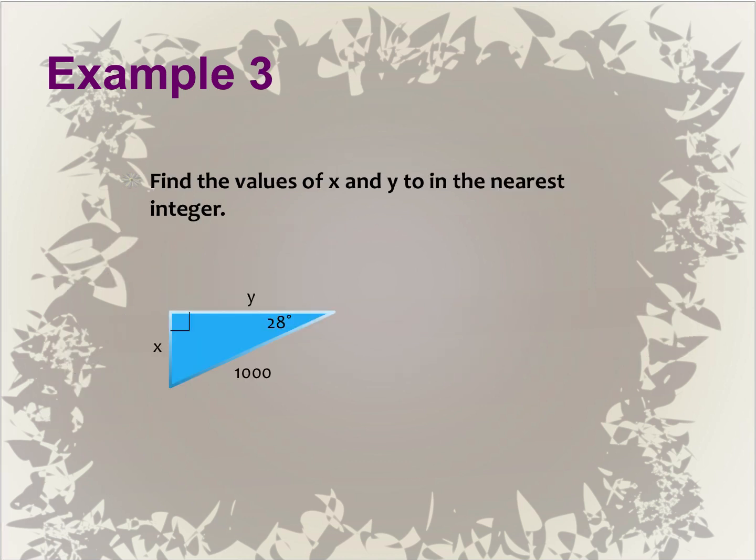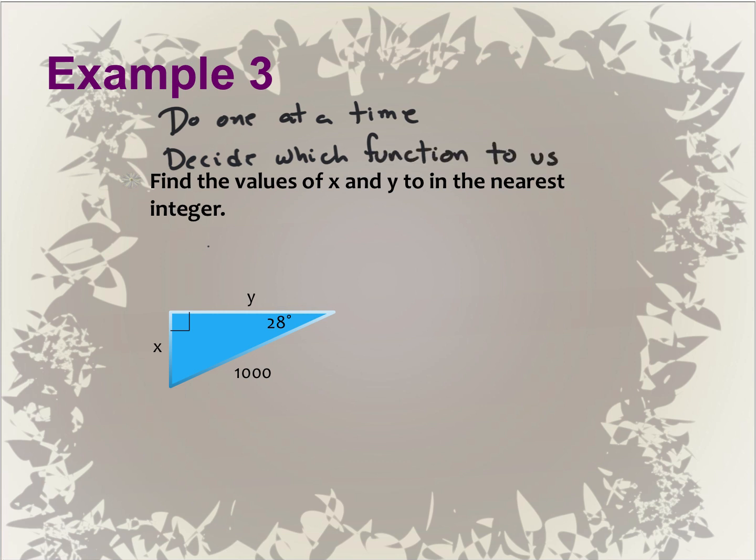Now, for example 3, they want you to find the value of x and y to the nearest integer. So make sure, in order for you to get these right, just do one at a time. That way you're not going to get confused, because you have to decide which function to use. Now, when you find the value of x and y, you have to decide based on the angle.